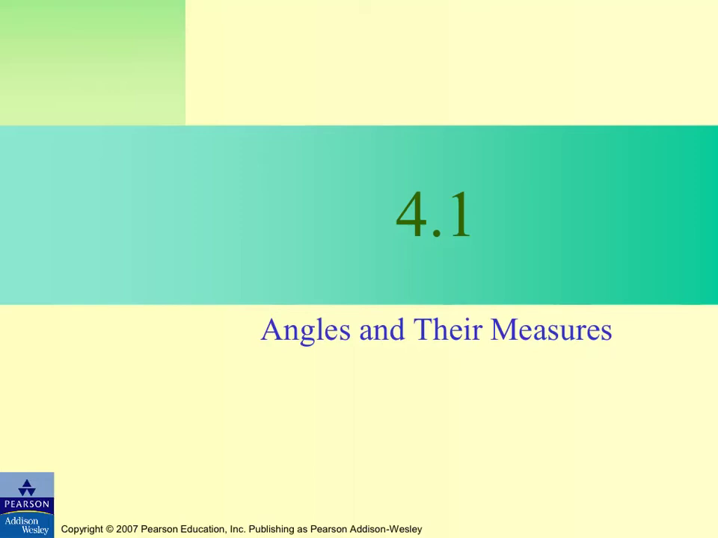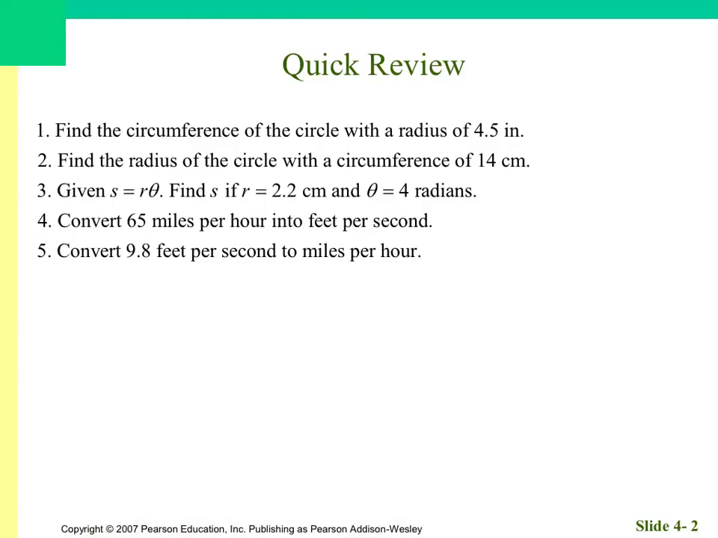Alright guys, today's goal: the learner will understand angles and their measures. So just bringing up some review here. Find the circumference of a circle with a radius of 4.5. So 2 pi r is 9 pi inches.